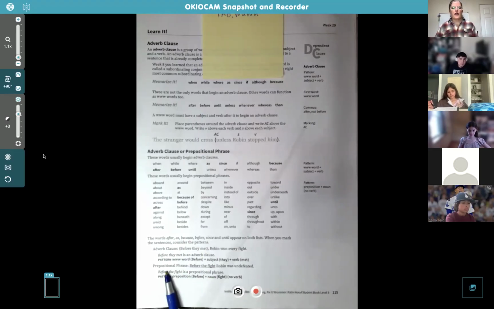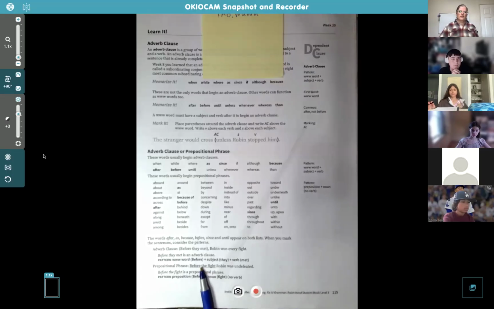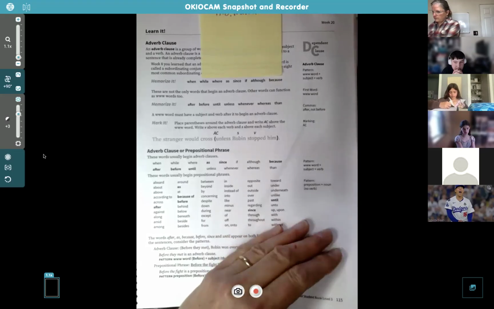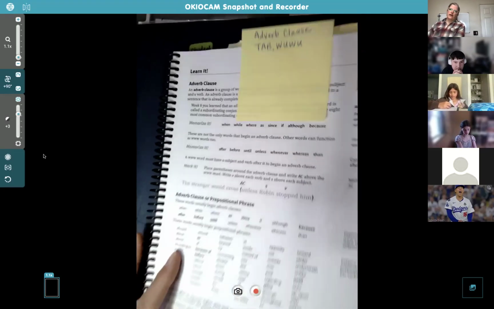But here is before as a prepositional phrase. "Before the fight, Robin was undefeated." So this has before the fight. Fight is actually a noun here, even though it can be a verb if you use it differently in a sentence. Here it's a noun. So this is a prepositional phrase, before the fight. So we have before as a preposition, and then the noun fight, no verb there. All right, that's the difference between the two: prepositional phrase and adverb clause.